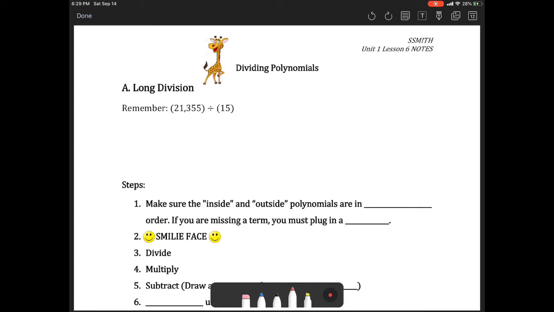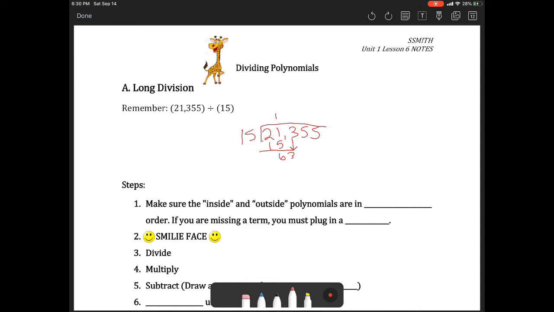Okay guys, so we're now on unit 1.6 and we're going to start with just a little reminder about long division. So we've got 21,355 divided by 15. So first thing is we know that 15 goes in 21 one time, so we're going to make that adjustment and we're going to subtract it. We get 6, bring down our 3.